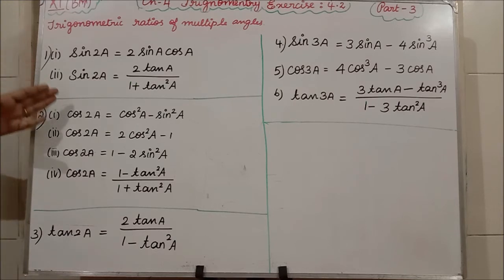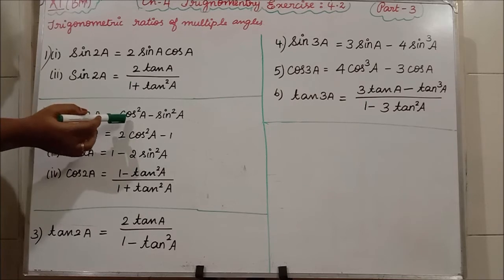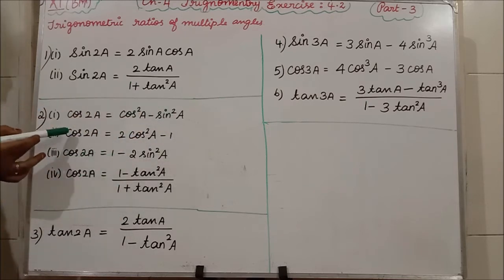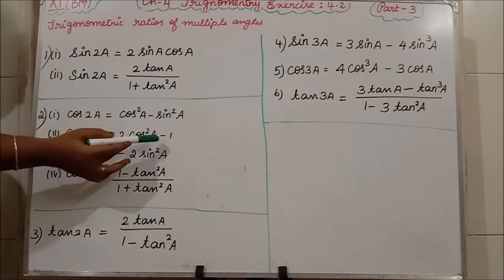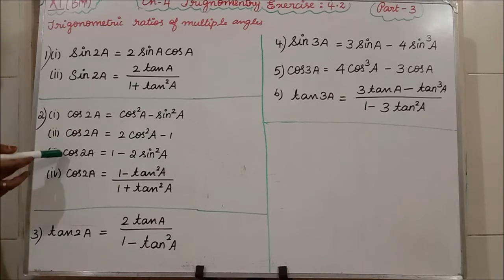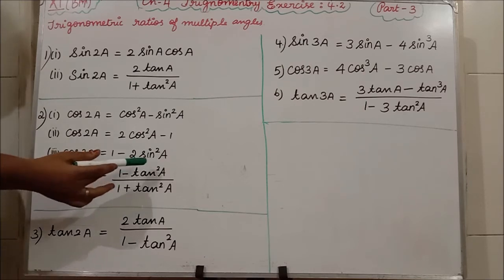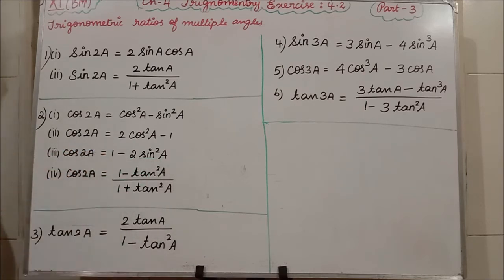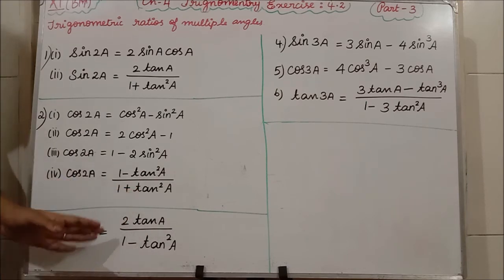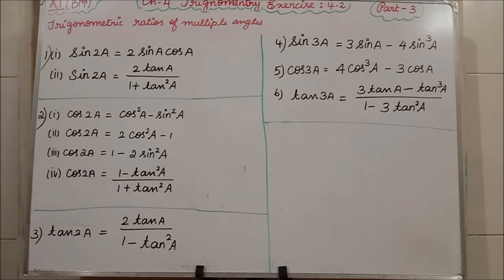Clear? For cos 2a we are having four formulas. What are they? Cos 2a equal to cos square a minus sin square a. Cos 2a equal to 2 cos square a minus 1. Cos 2a equal to 1 minus 2 sin square a. Another formula is what? Cos 2a equal to 1 minus tan square a by 1 plus tan square a. Here for tan 2a, what is the formula? 2 tan a divided by 1 minus tan square a.